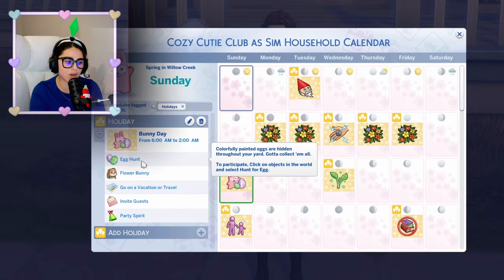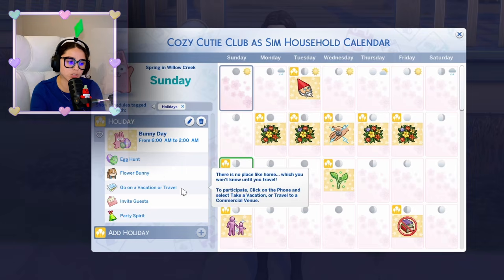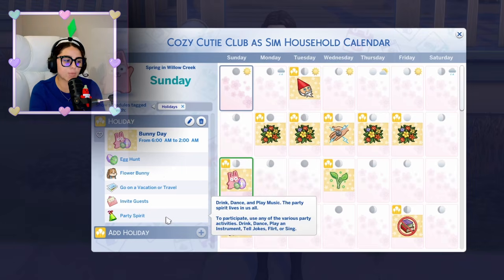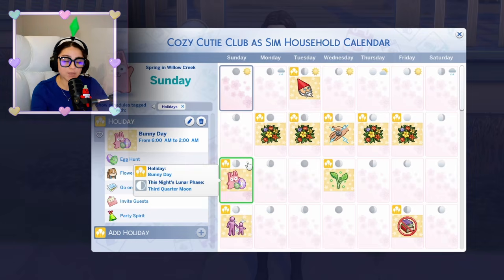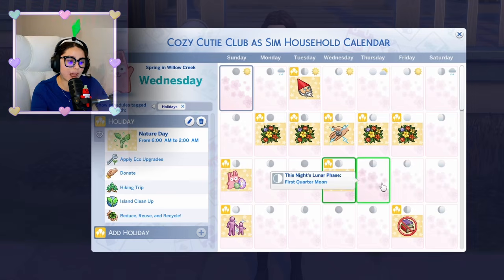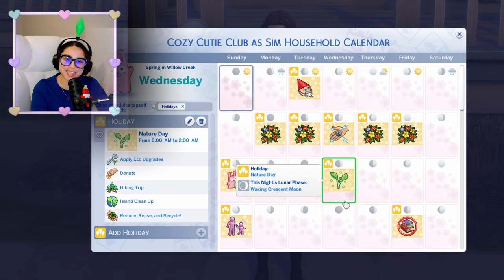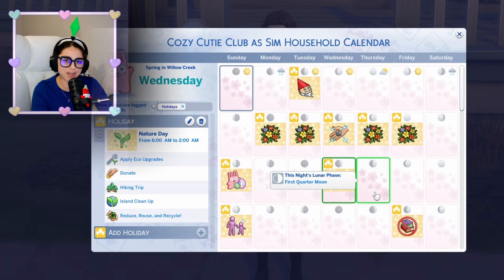So the traditions are egg hunt, flower bunny, going on vacation or traveling, inviting guests, and party spirit. Unlike in real life, I have Bunny Day set to not be a day off from work or school. I just didn't feel like it needed to be a day off in The Sims, so it's not a day off in The Sims.